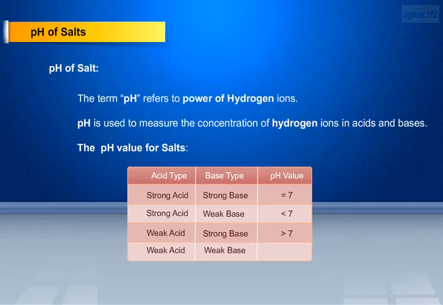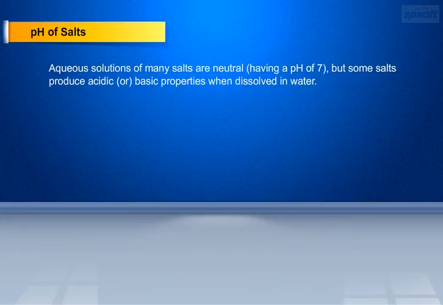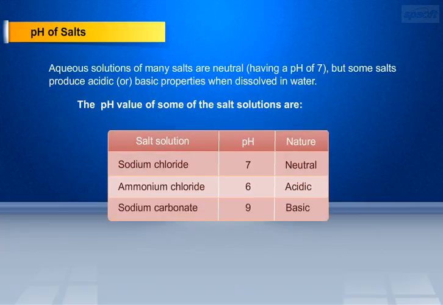Here you should note that weak acid and weak base also react with each other. The resulting solution behavior is based on their pH value, whether it is acidic or basic in nature. Aqueous solutions of many salts are neutral, having a pH of 7, but some salts produce acidic or basic properties when dissolved in water. The examples for pH value of some salt solutions are: sodium chloride, its pH value is 7, and it is neutral. Ammonium chloride, the pH value is 6 and its nature is acidic. Sodium carbonate, the pH value is 9 and its nature is basic.